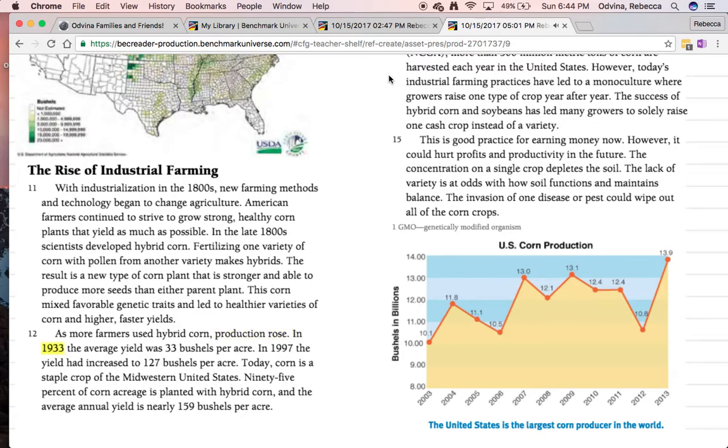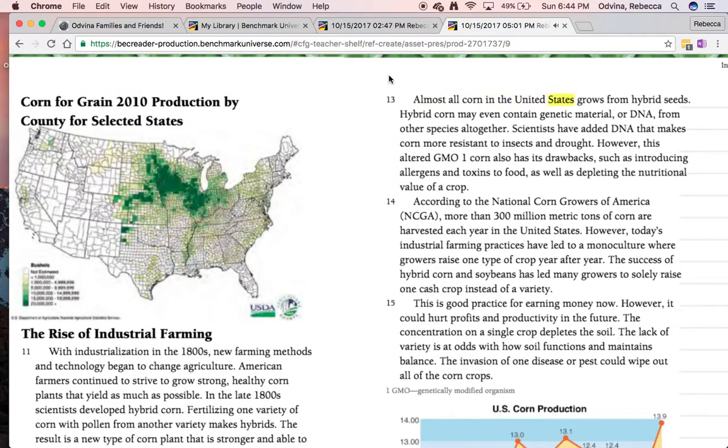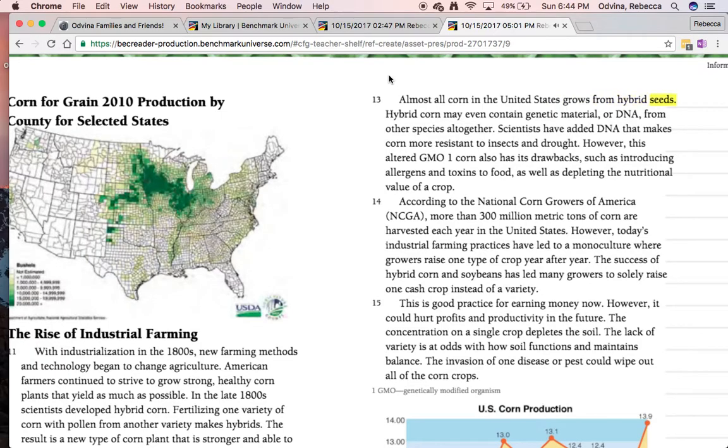In 1933, the average yield was 33 bushels per acre. In 1997, the yield had increased to 127 bushels per acre. Today, corn is a staple crop of the Midwestern United States. 95% of corn acreage is planted with hybrid corn, and the average annual yield is nearly 159 bushels per acre. Almost all corn in the United States grows from hybrid seeds.